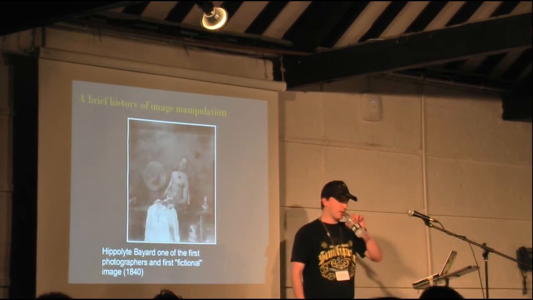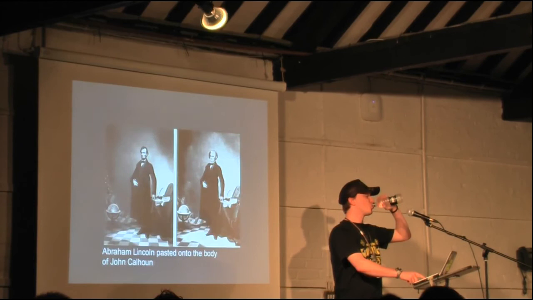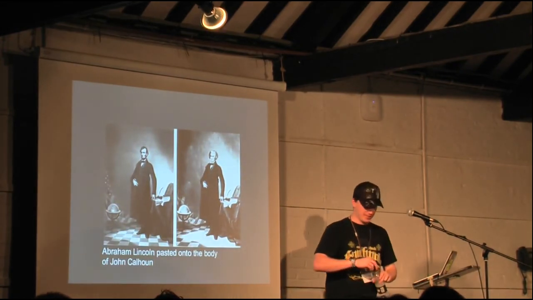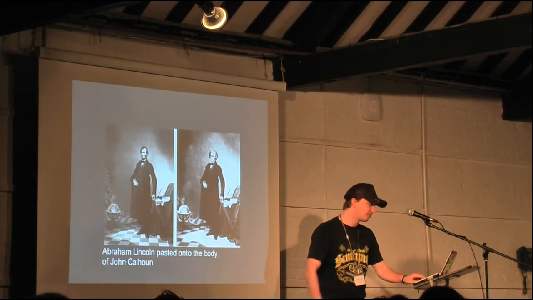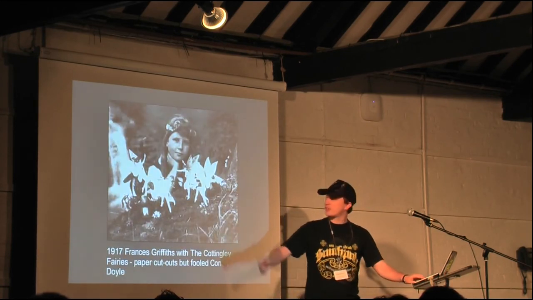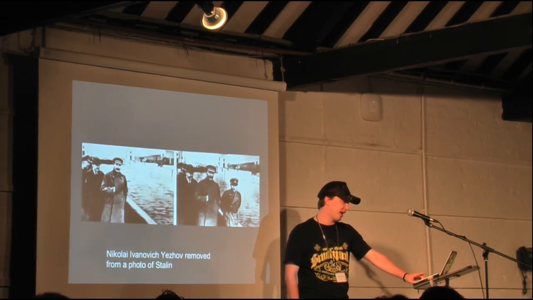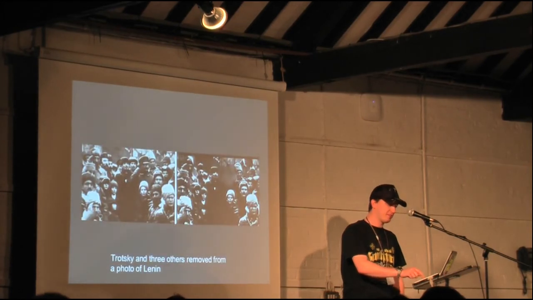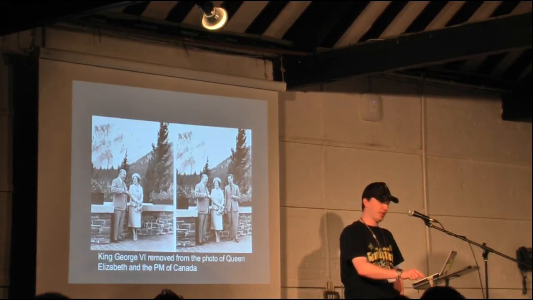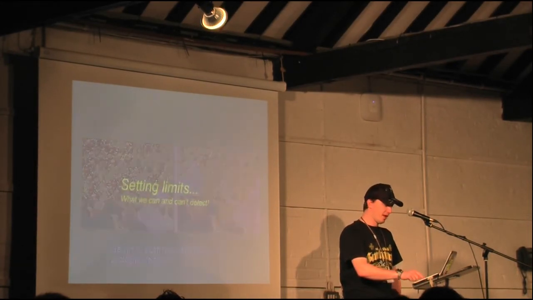Right, so a brief history. Basically, a bunch of people throughout history have always faked images. So, these ones, two little girls fooled Sir Arthur Conan Doyle. Stalin didn't like people, so he had them taken out of photos. So did Lenin. So did the Queen. That was her husband, she didn't like him, obviously. People just didn't like Bush, so they got rid of him as well.